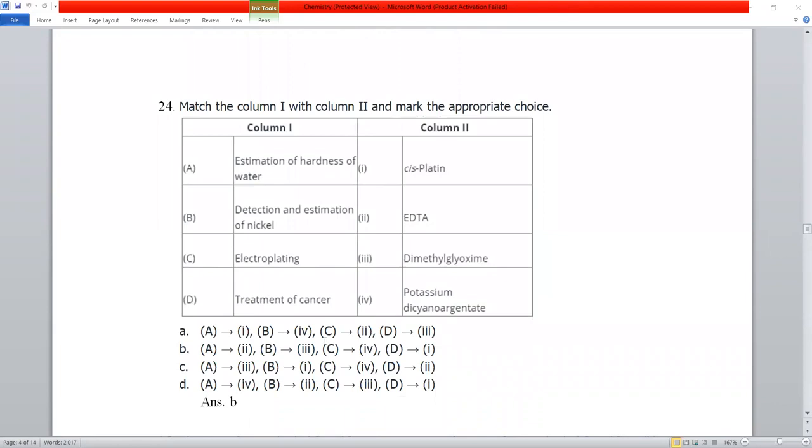Next question number 24. For estimation of hardness of water, we are using EDTA, ethylene diamine tetraacetate, and for estimation of nickel we are using DMG, dimethyl glyoxime. For electroplating we are using potassium dicyanoargentate. For the treatment of cancer we are using cisplatin. That cisplatin we can call an anti-cancer drug, which is the exactly matched one. So option B is the exactly matched one.